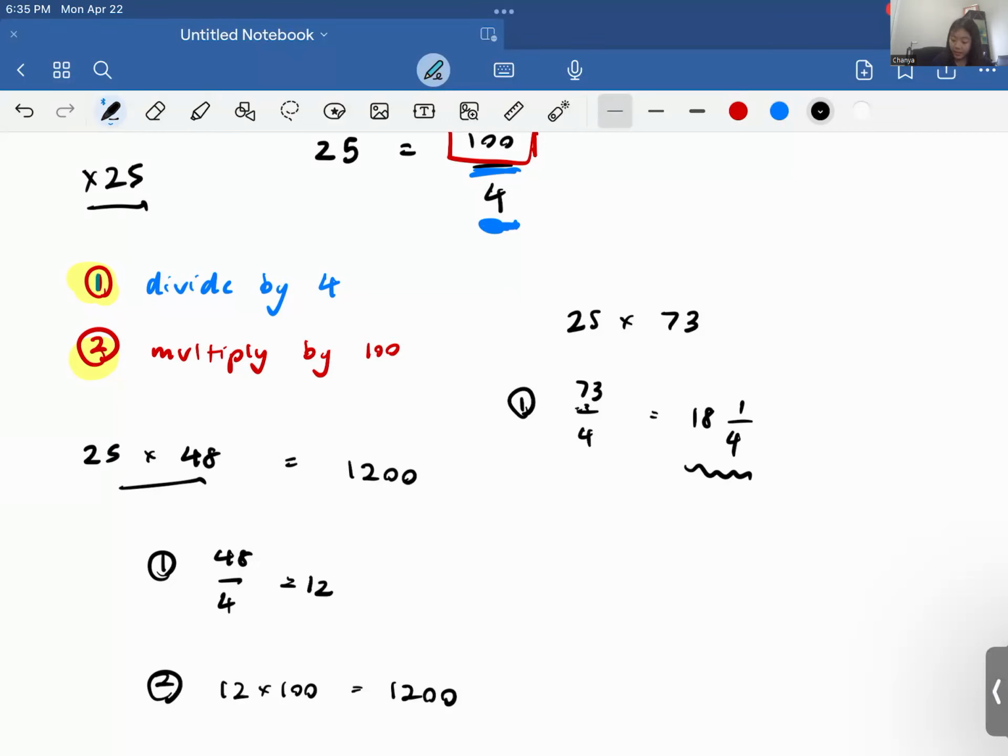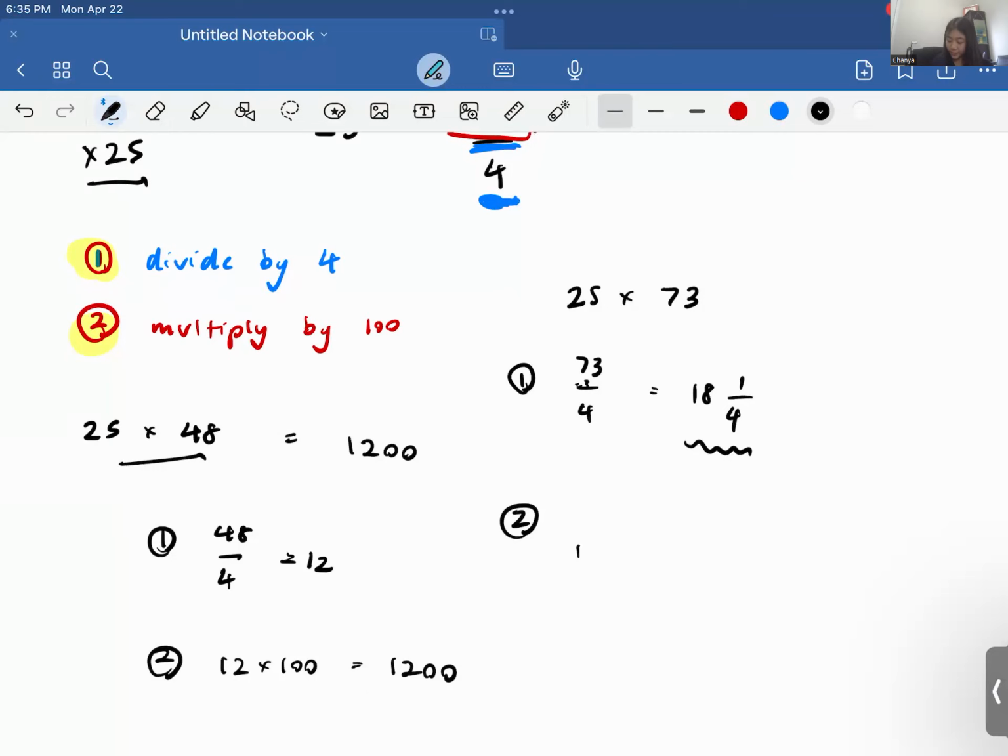Now I'm going to move on to step 2: multiply that by 100. So 18 and 1/4 times 100. Let's do both parts separately. Let's do the whole number part first. 18 times 100 is 1800, plus 1/4 times 100. That gives you 25, because 100 over 4 is equal to 25. So your final answer should be 1825.